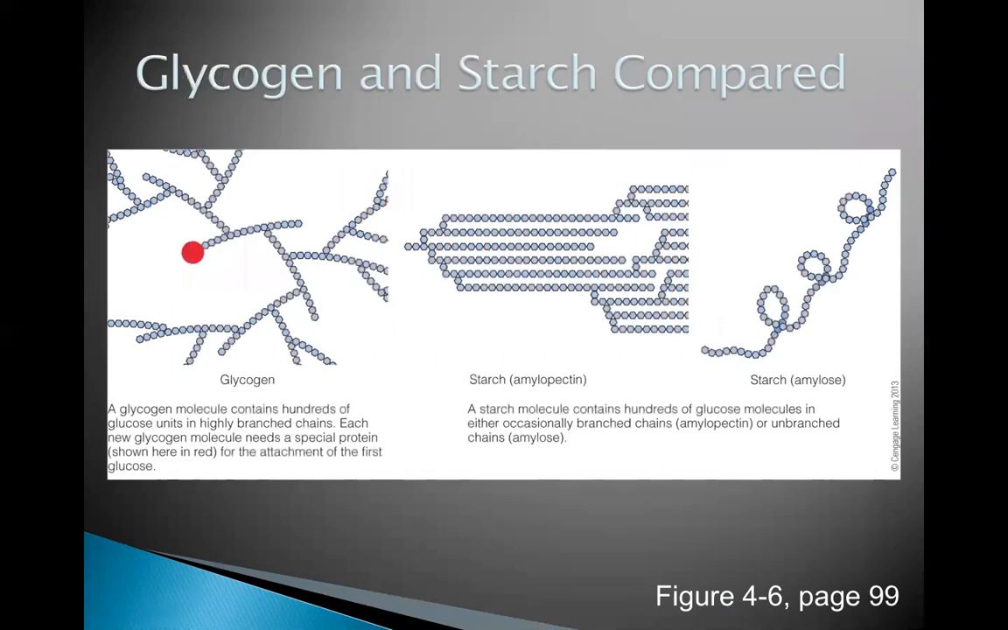Starch is also branched, but the branches are a little bit more orderly. You can see they're pretty linear there. And then starch has both branched and unbranched components. The branched component of starch is called amylopectin. The unbranched component of starch is considered amylose.